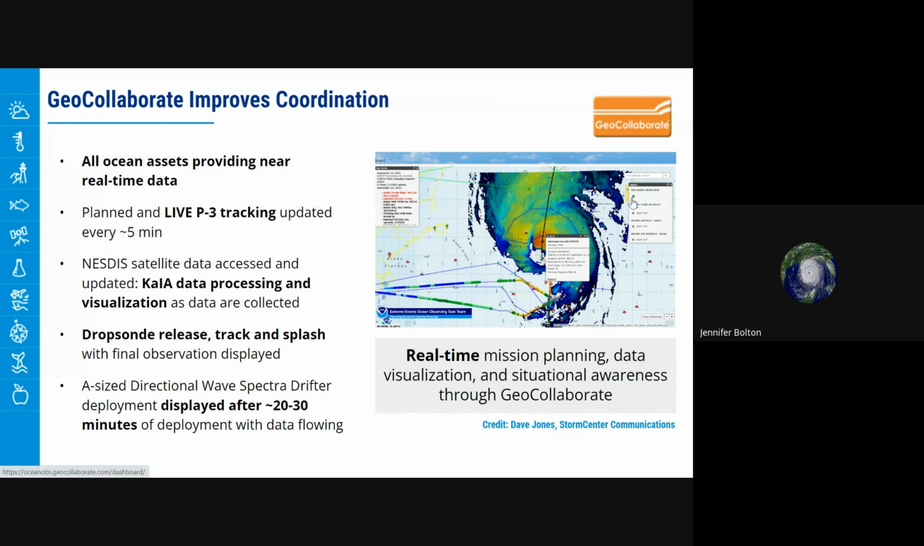And some of the data from the P3s was uploaded in real time. So this was a really useful planning and coordination tool during this project. And I think that's all I want to say. Dave will say more about this next.